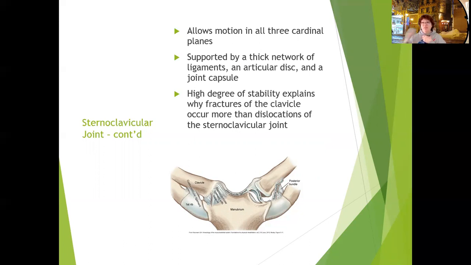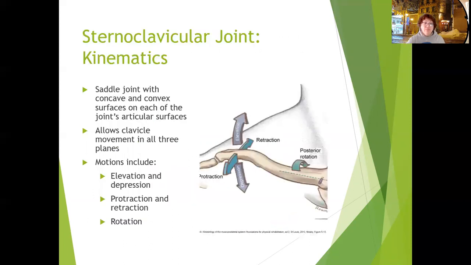And so what's going to give first? The weakest area. You go over the bars on your bike, you're not going to dislocate your SC joint, you're going to break your clavicle. So it being a saddle joint, it has 3 planes of motion, 3 degrees of freedom.